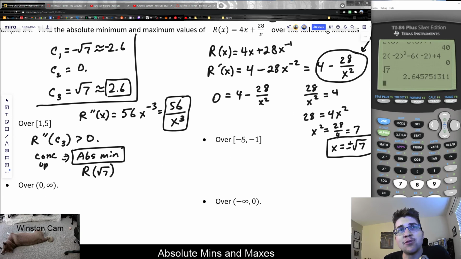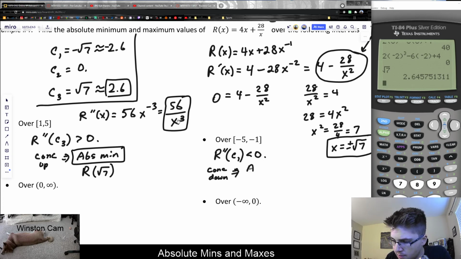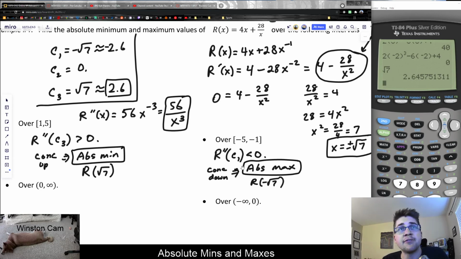Similarly, if I was looking at the interval from negative 5 to negative 1, there's only one critical value on that, negative root 7. So same deal. I could check, well, what is r double prime of C1, which is the only critical value to the left of 0 in here. If I plug in a negative in here, negative cubed is still negative. Positive divided by negative is negative. So this would actually give us a negative value. Negative second derivative is concave down. And again, by min-max principle number 2, this would be an absolute max on this interval. And it's going to have the value of r of negative root 7. I can plug that in and figure that out from there.